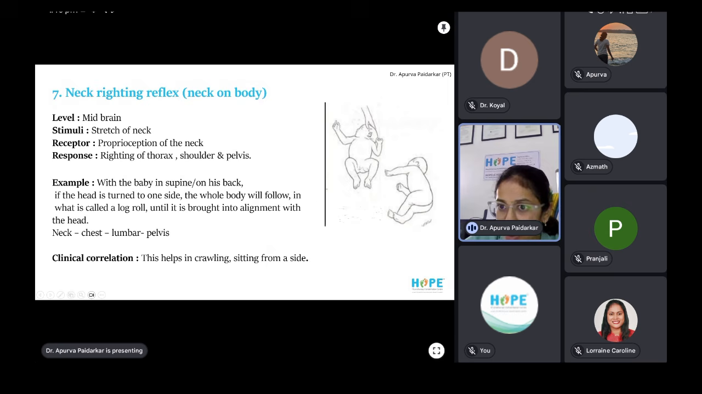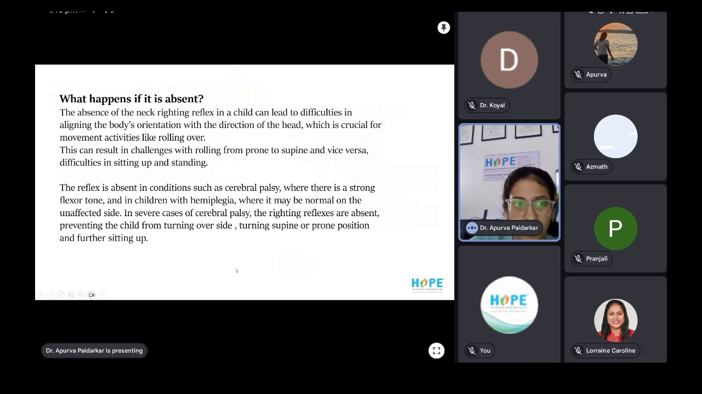So the test would be: when the baby lies supine on his back, if the head is turned to one side, the whole body has to follow in the same direction, which is also called a log roll, until it aligns with the head. So when the neck is moved, the chest will move next, then the lumbar, followed by the pelvis. This neck righting reflex helps in crawling or sitting up from a side.